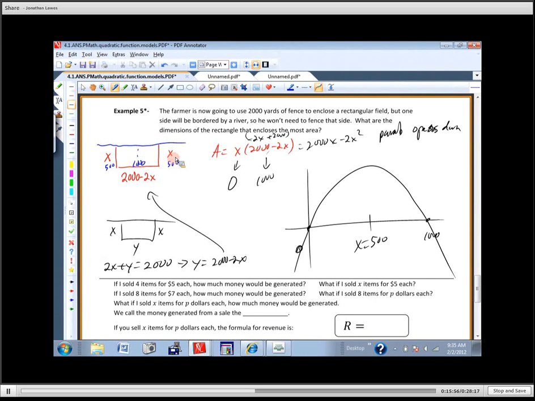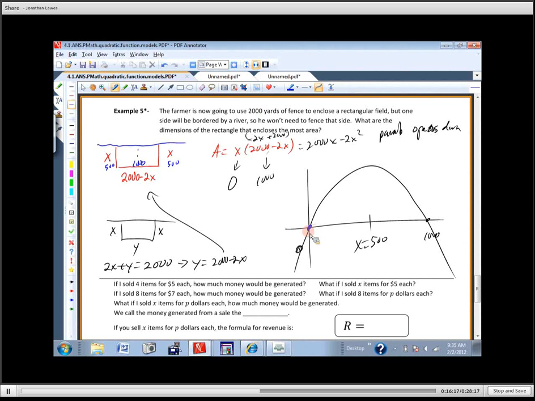If this is 500 and that's 500, this is going to be 2,000 minus 2 times 500. It's going to be whatever's left. So I've used 500 here and 500 here. So I've used 1,000 altogether. I've only got 2,000 altogether. So 2,000 minus 1,000 leaves us with 1,000 for that side.